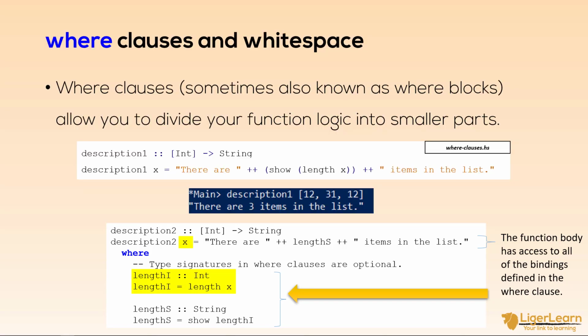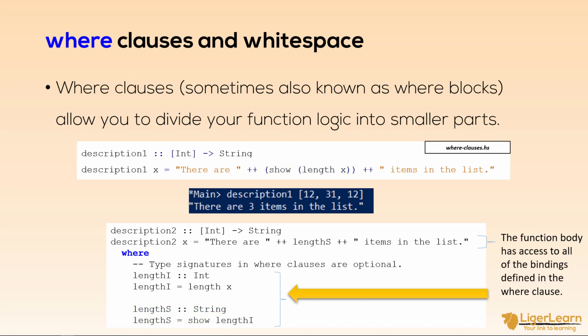The first value, length I, is the result of calling the length function on the argument x. This is exactly the same as the length function being called in description1. The second variable, length s, is the value returned as a result of calling the show function. We pass in the value of length I here because we want it converted from an int to a string. This is again the same as what we did before in description1 by calling the show function.